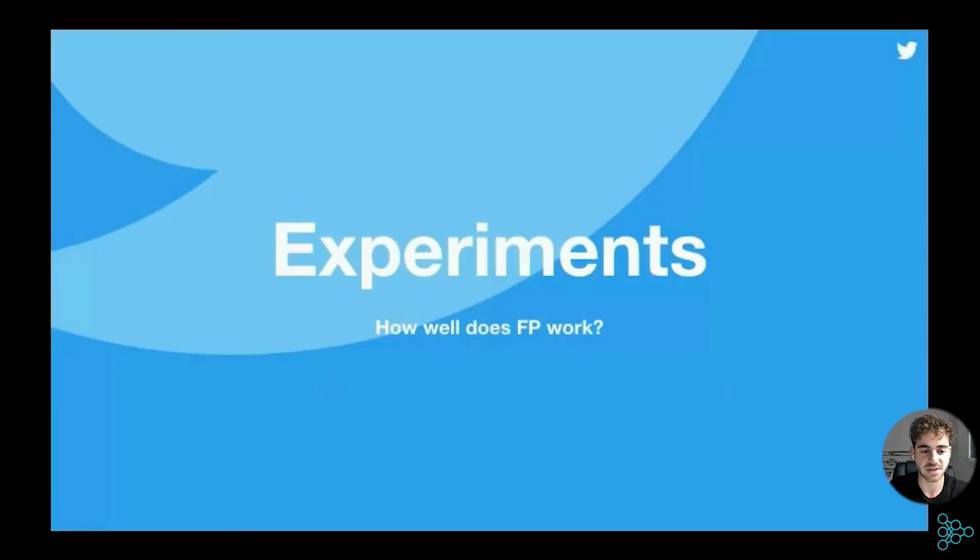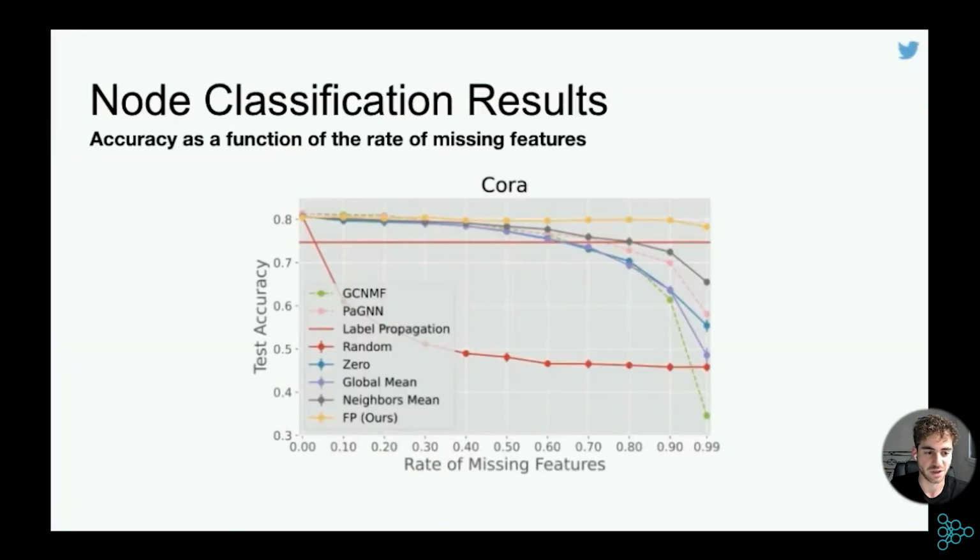So let's look at the experiments and how well our method works. First of all, just a single plot to be able to explain what's going on. We have a bunch of baselines, the ones that I introduced as simple ideas: setting the missing features to 0, to random, global mean, or just taking the mean of neighbors. And all these feature imputation methods, which reconstruct the features, are followed by a 2-layer GCN to then predict the node labels. We also compare to two more recent methods, GCNMF and PaGNN, and also to label propagation on the class labels. This is a method which doesn't make use of features at all, so it doesn't matter how many features are missing.